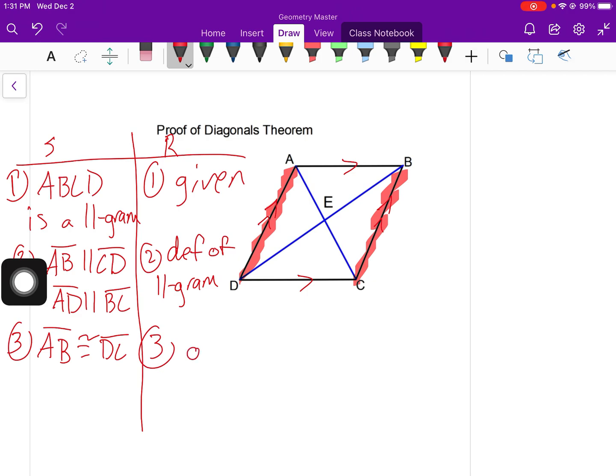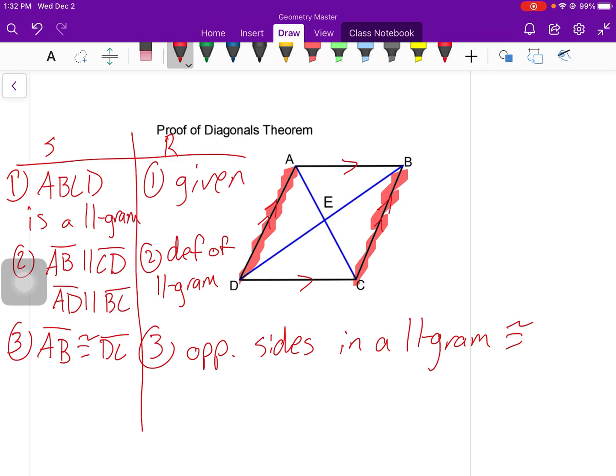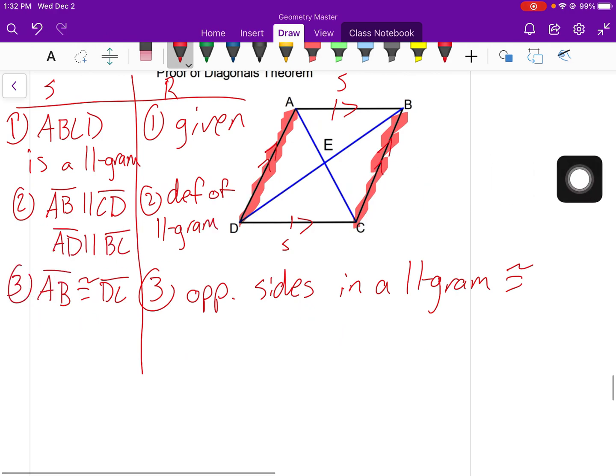And one of the first theorems we talked about today is that opposite sides in a parallelogram are congruent. So there, I've got 2 triangles and I've got a set of sides. Now you can do this a few different ways. I'm going to do one way, but again, there are multiple ways to do this problem.